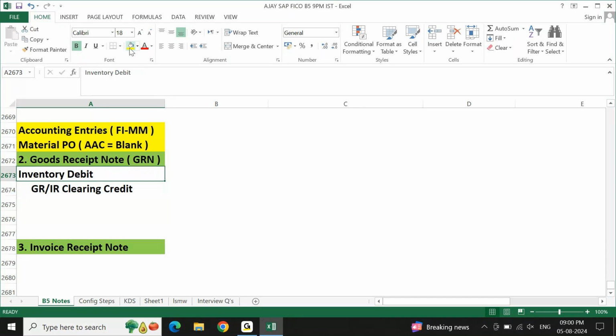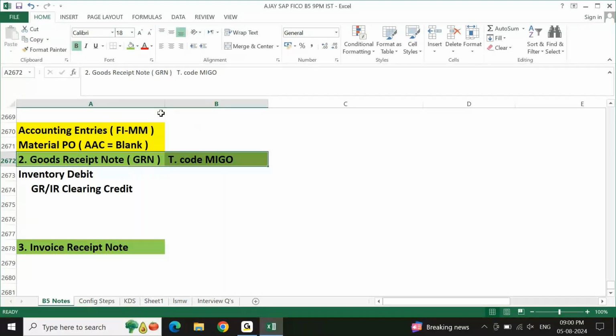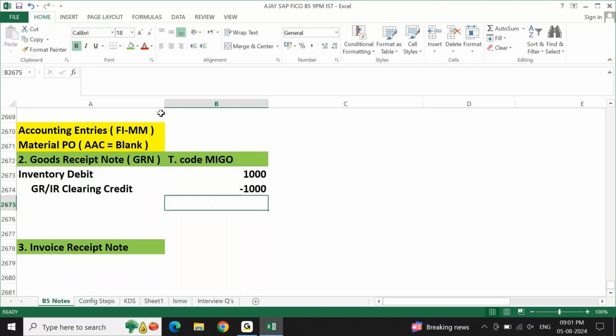Now this is posted using T code MIGO. This is posted using transaction code called MIGO. Inventory account debit, GRIR account credit. Let me put some amount here. Let's say 1000 here, 1000 here. Debit, credit 1000. Accounting impact, amount is 0.